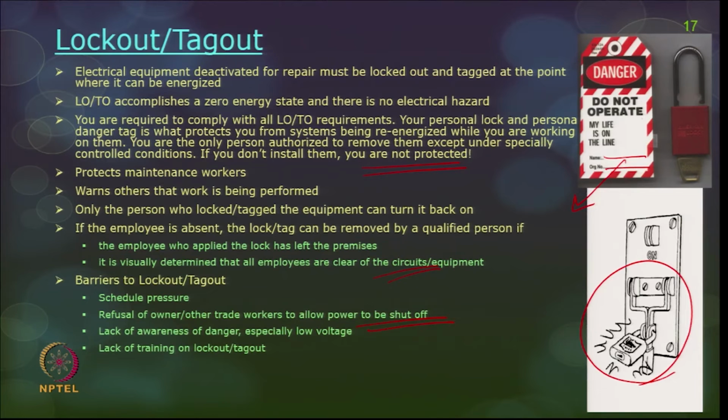Lack of awareness of danger, especially the low voltage problems, when you are not putting the lockout and tag out. Many of them are also not aware, so they do not do it. Then there is lack of training on lockout and tag out. So, the best advice is give the workers a proper training. LOTO is a very powerful method for preventing the workers from electrocution.